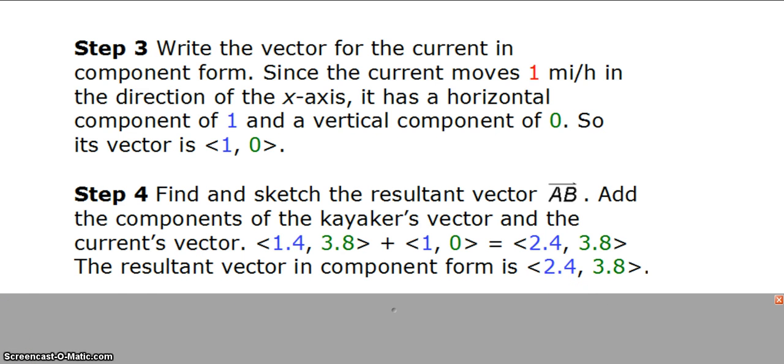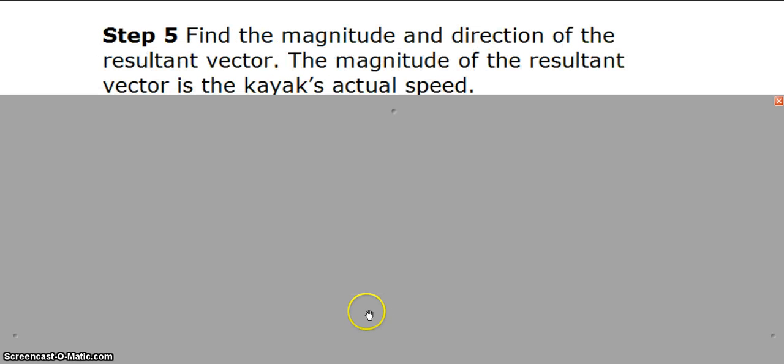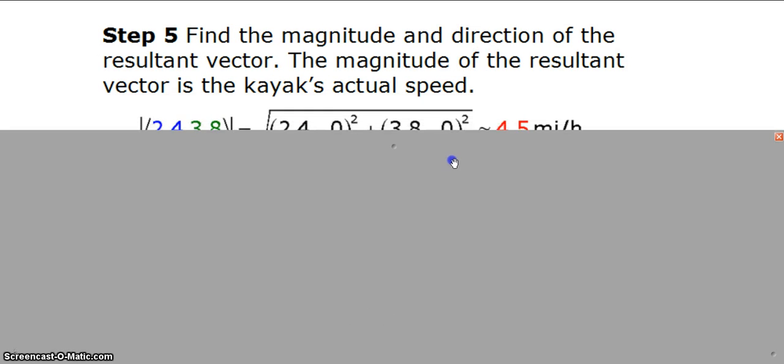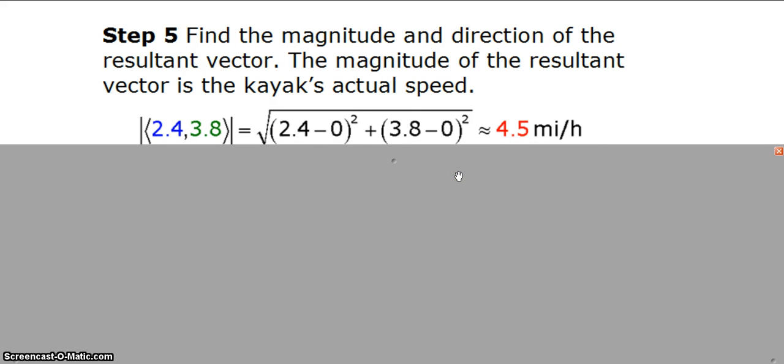Once you have the components of the resultant vector, we can imagine drawing that, right? 2.4, 3.8, and there we have a new resultant vector. We need to find that magnitude, that distance, which is like a hypotenuse, isn't it? And we need to find the direction, so the degree that's missing. To find the magnitude, we simply use our distance formula. Pretty easy, right? 4.5 miles an hour. And so the current has given a little push, isn't it?